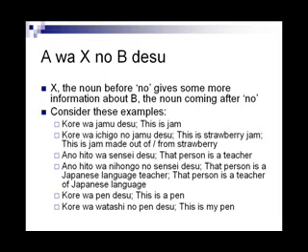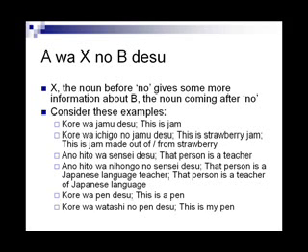Consider these examples. The first of these three pairs of sentences has the A wa B desu structure. They have been further expanded to the A wa X no B desu structure. Kore wa jam desu. This is jam. Kore wa ichigo no jam desu. This is strawberry jam. This is jam made of strawberry. Ano hito wa sensei desu. That person is a teacher. Ano hito wa Nihongo no sensei desu. That person is a Japanese language teacher. That person is a teacher of Japanese language.